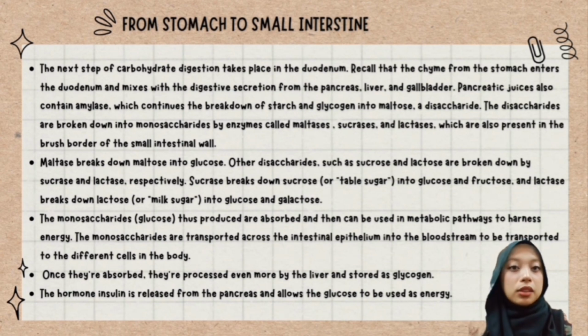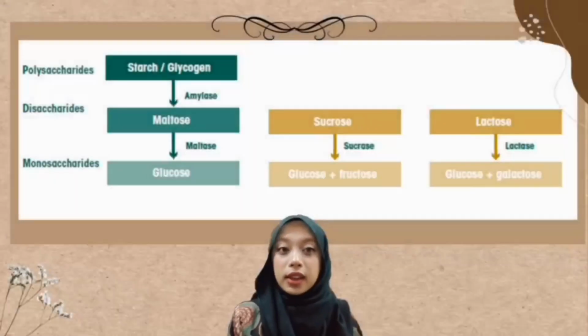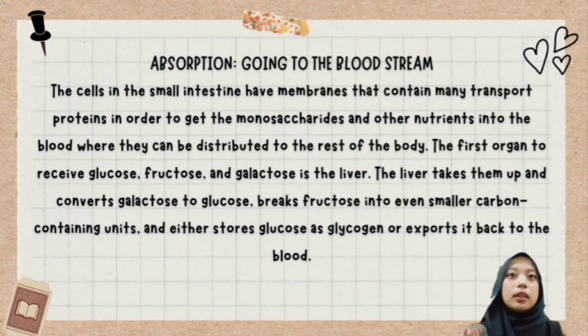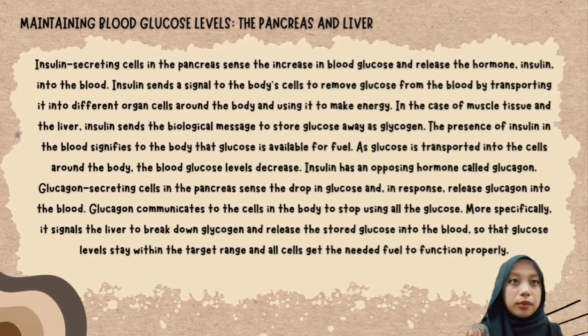And the hormone insulin is released from the pancreas and allows the glucose to be used as energy. This is a diagram that I put to help you to understand. This is some explanation about maintaining blood glucose level in the pancreas and liver.